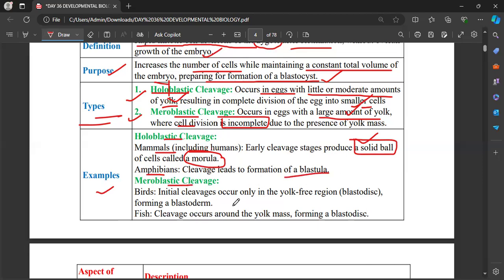Meroblastic cleavage happens in birds and fish. In birds, the initial cleavage occurs only in the yolk-free region. Okay, so that cavity is said to be the blastodisc, forming a blastoderm. Now in fish, this cleavage occurs around the yolk mass, forming the blastodisc. Okay, so you should know holoblastic cleavage takes place in mammals and amphibians. Meroblastic cleavage takes place in birds and fish.